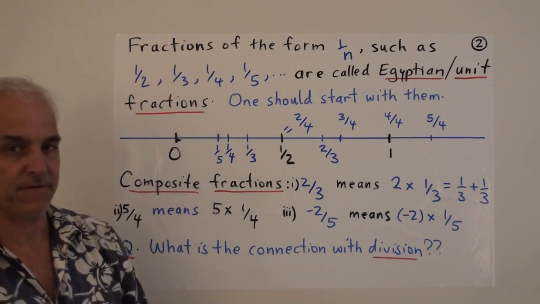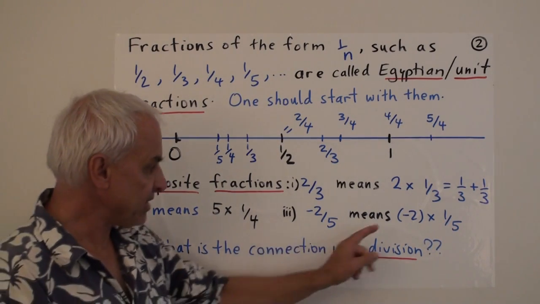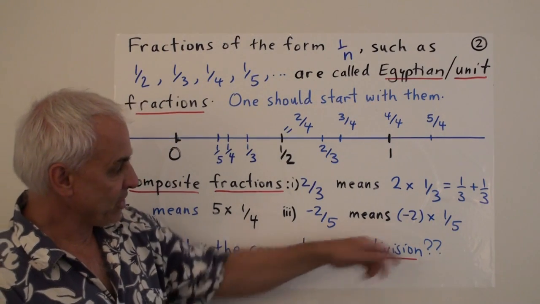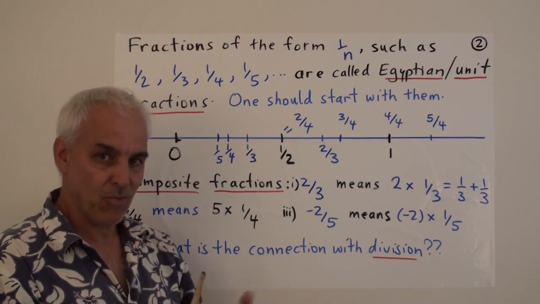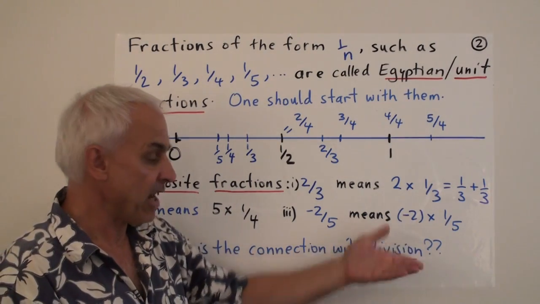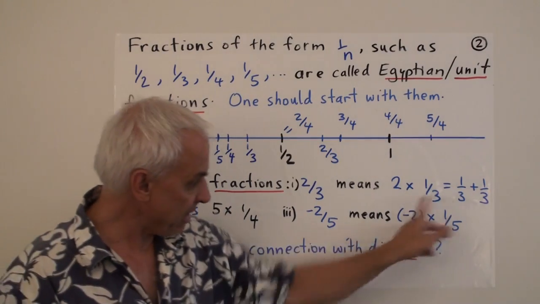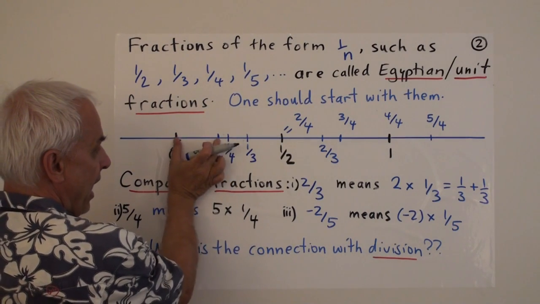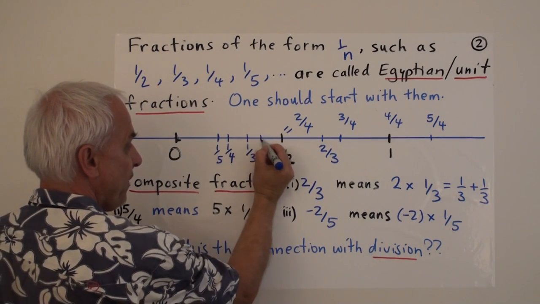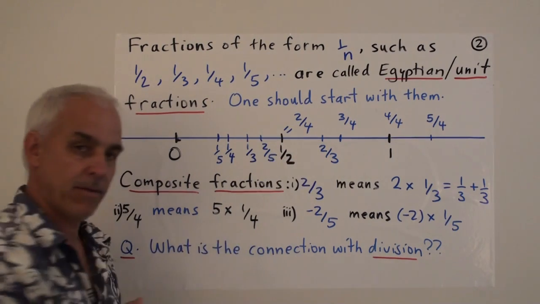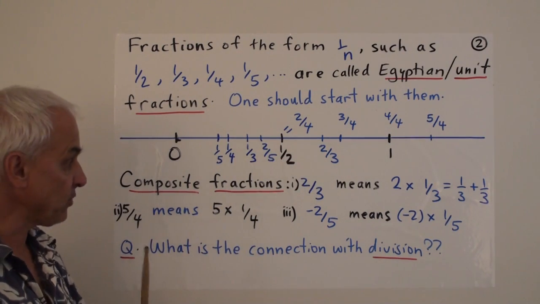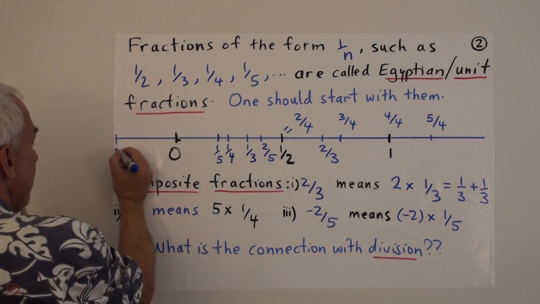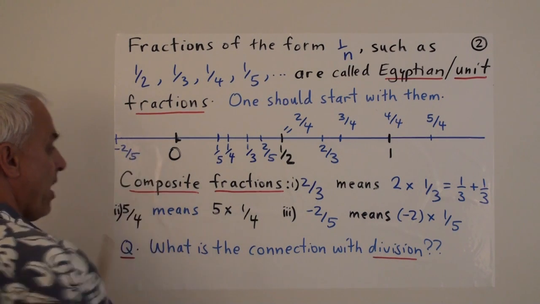How about -2/5? Well, that means -2 times 1/5. The 2 is just like multiplying by 2. What's 1/5 plus 1/5? And the minus sign changes the sign. So let's see where -2/5 would be. Here is 1/5, and if we added that to itself, 2/5 would be somewhere around here. And then -2/5 would have to be the reflection of this in 0, which would be almost on the edge here somewhere, around there.